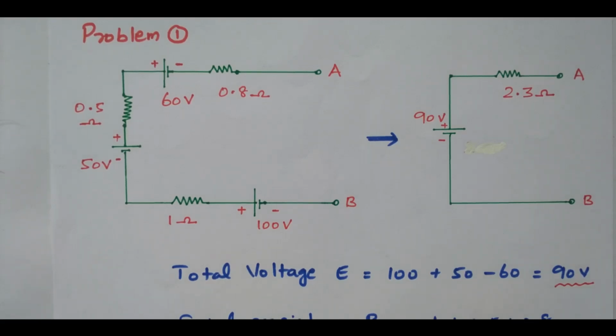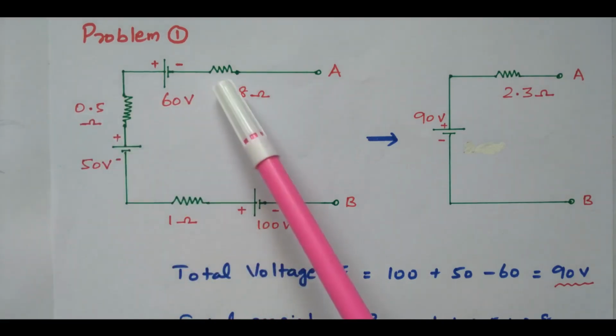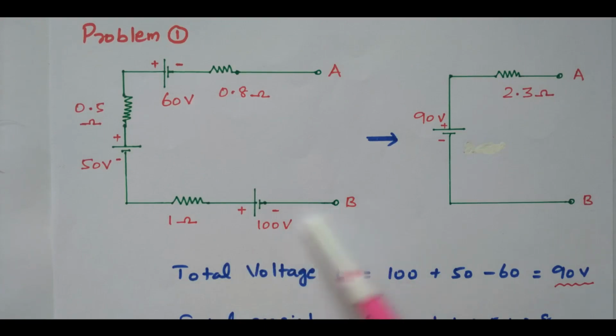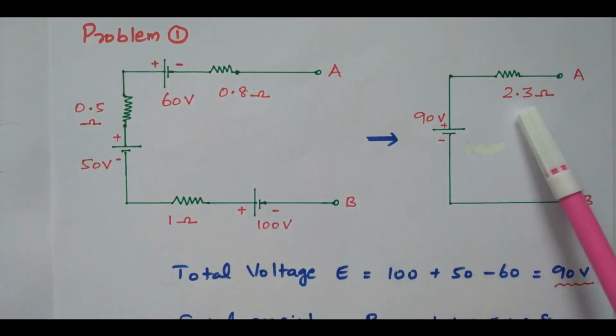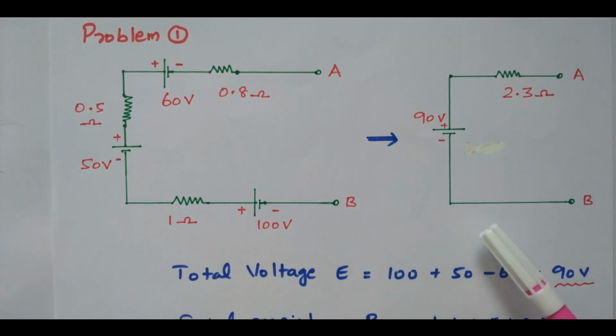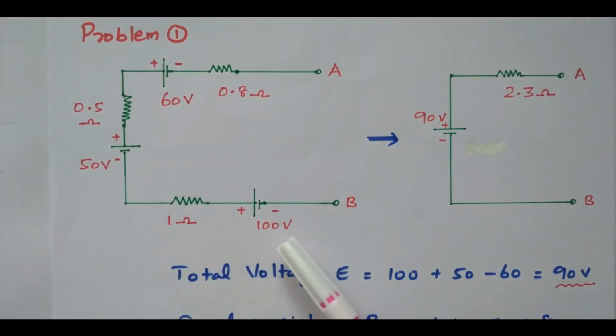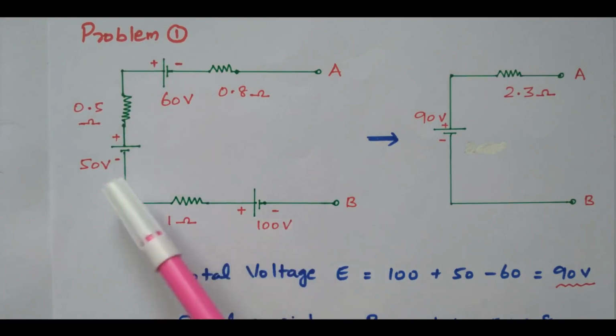Now we'll see problem 1. In this problem there are 3 voltage sources available: 100 volts, 50 volts and 60 volts. For each voltage source the internal resistor is also available. These are 1 ohm, 0.5 ohm and 0.8 ohm. So this can be converted into a single voltage source and a single resistor. How will you find the single voltage and resistor? The total voltage is the sum of these 3. We can find the total voltage from these three sources, 100, 50 and 60.